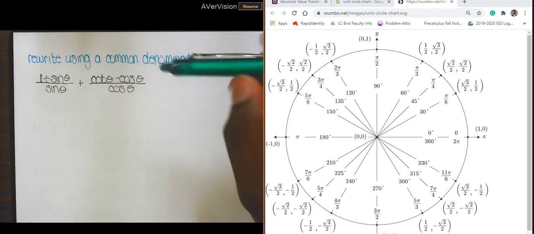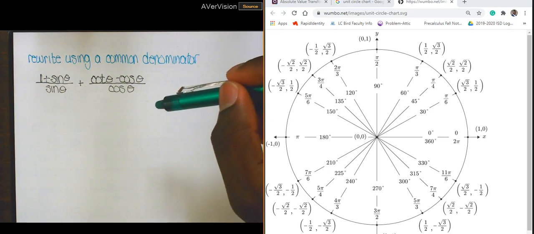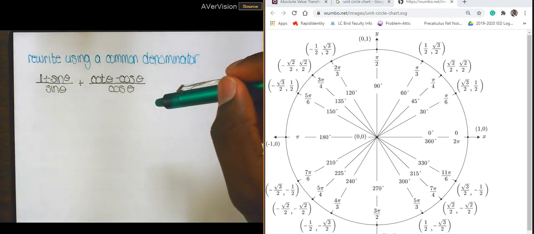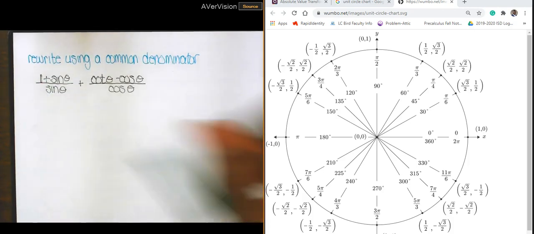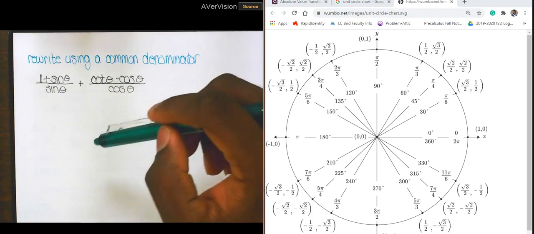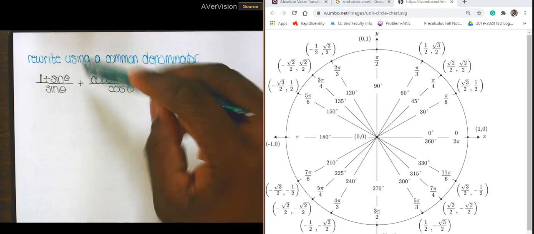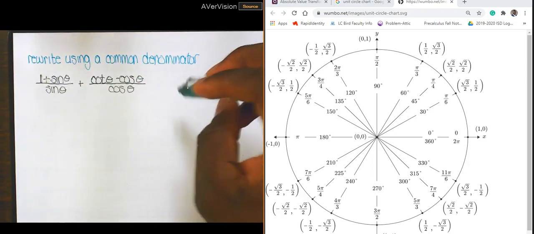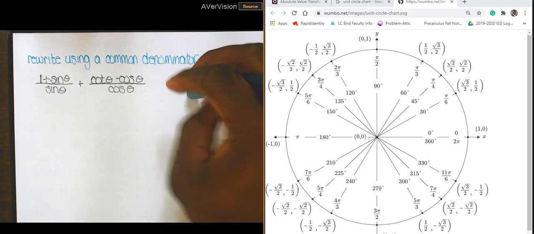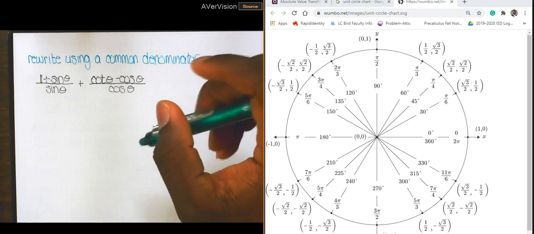So we're just trying to rewrite this so that they have common denominators. How do we get common denominators here? We cannot cancel because of this plus sign. We can only cancel things out if everything is being multiplied. So again, how do we get common denominators here?